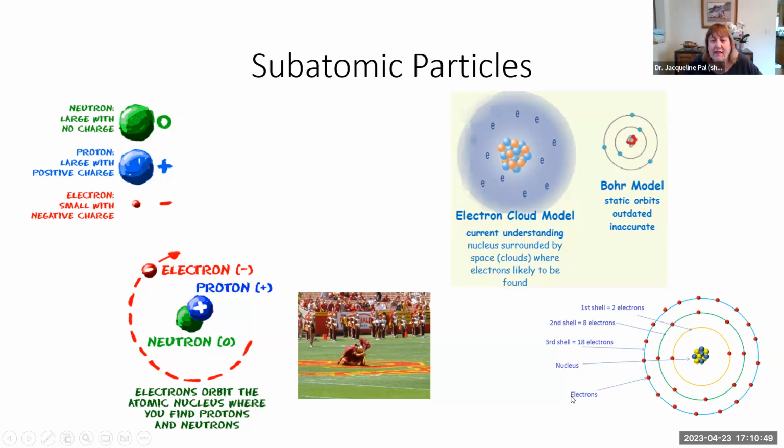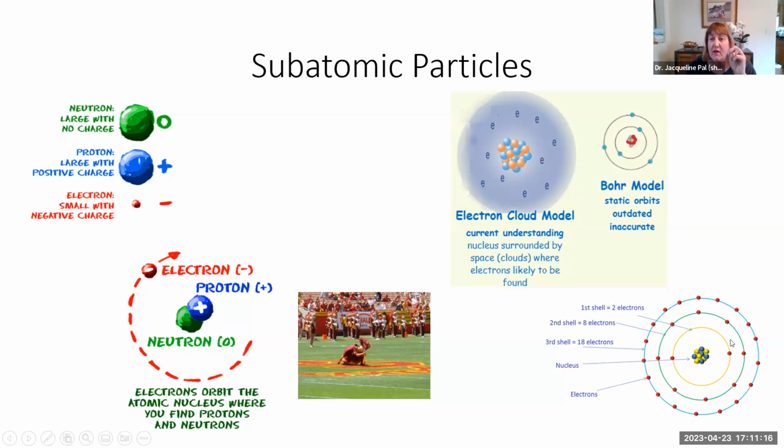So let's look at this orbital model in the bottom right-hand corner, because this is the model that we're going to be using. In the nucleus, you have your protons and your neutrons. And then we are going to have increasing diameter orbits around it. The closest orbit to the nucleus can only hold 2 electrons. That shell is full once there are 2 electrons in it.